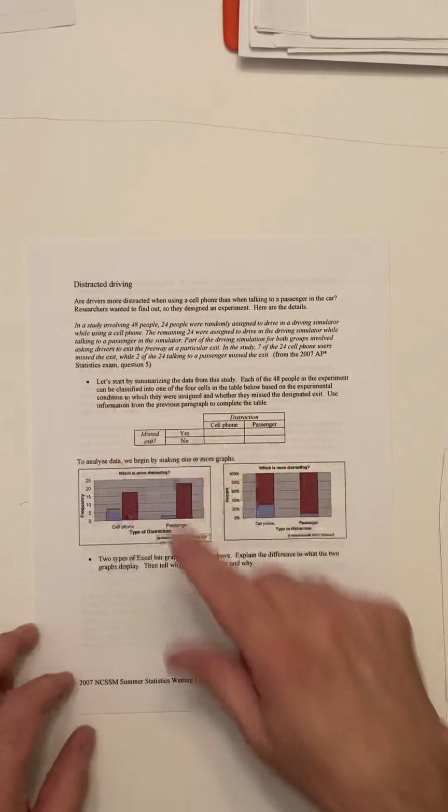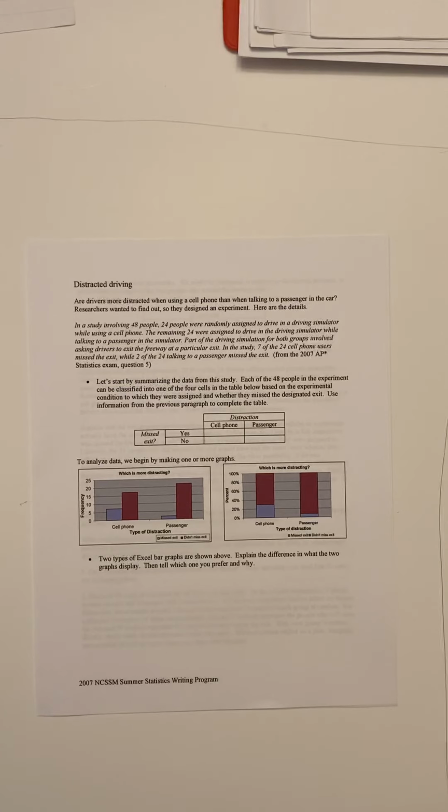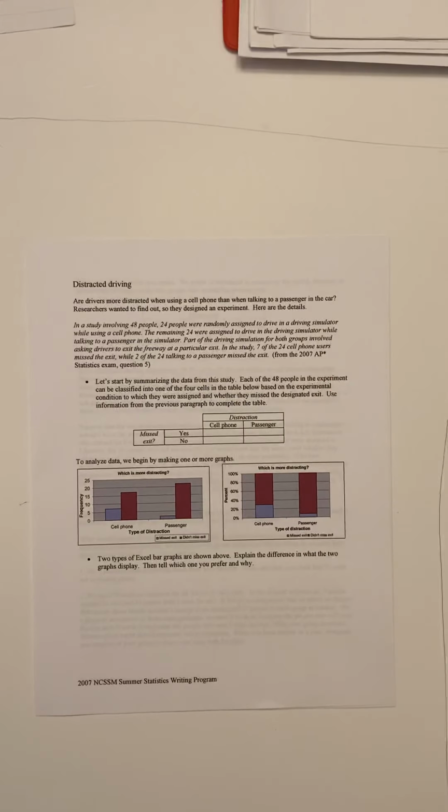Let's see what the results were. In a study involving 48 people, they took 48 volunteers, and 24 people were randomly assigned to drive in a driving simulator while using a cell phone. The remaining 24 were assigned to drive in the same simulator while talking to a passenger that was also in the simulator. Part of the driving simulation for both groups involved asking drivers to exit the freeway at a particular exit. In the study, 7 of the 24 cell phone users missed the exit, while 2 of the 24 talking to the passenger missed the exit. By the way, this is an actual AP exam question.